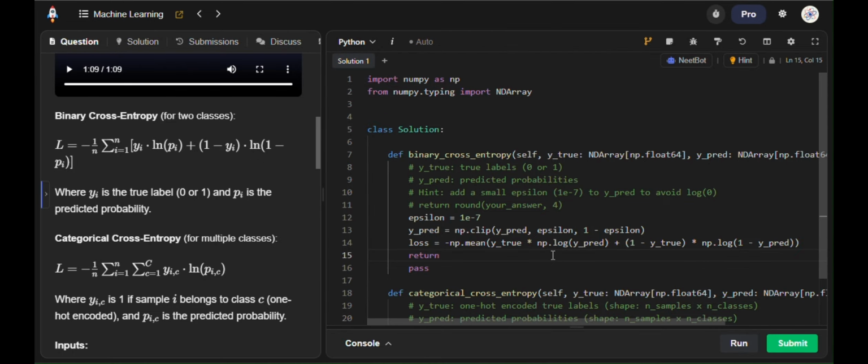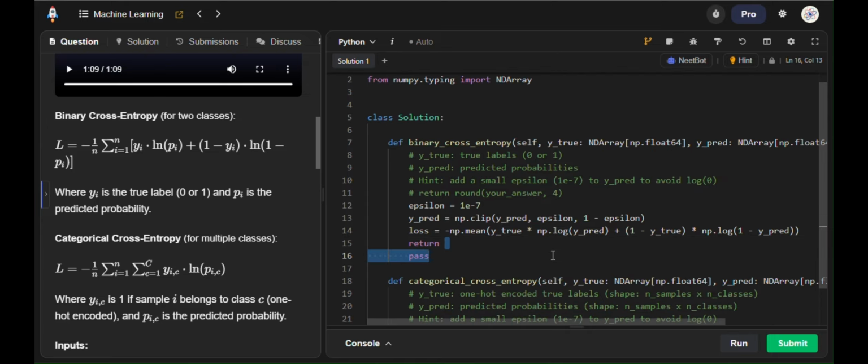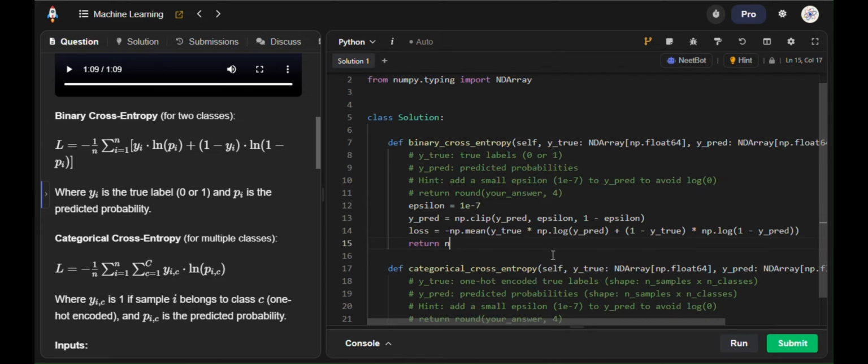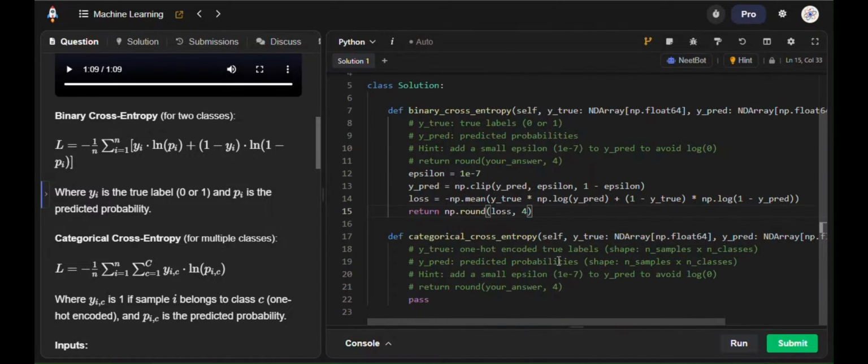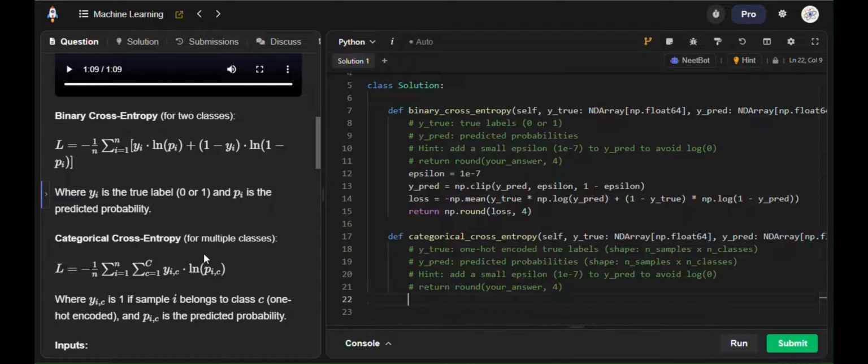Since the question demands that we round it to 4 decimal places, we will do so using np.round: np.round of loss, rounding it to 4. Now let's implement the categorical cross-entropy. As you can see, the formula for categorical cross-entropy is like this. Binary cross-entropy is used for 2 classes and categorical cross-entropy is used for multiple classes.